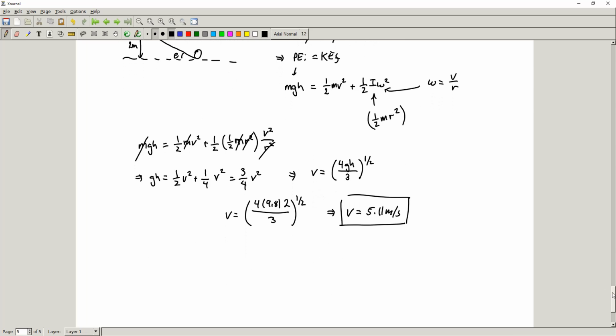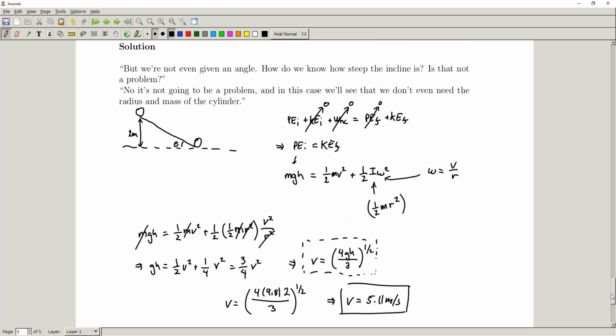But it's interesting to note that if we look at this final expression here, nowhere in here do we have any mention of any angle. We don't have any mention of any mass. We don't have any mention of any radius. So this is true for any slope. This would be true for any slope that we have here. We can choose any of these, and it would be true for those. And maybe I should have drawn those in, but they're there now, so whatever.